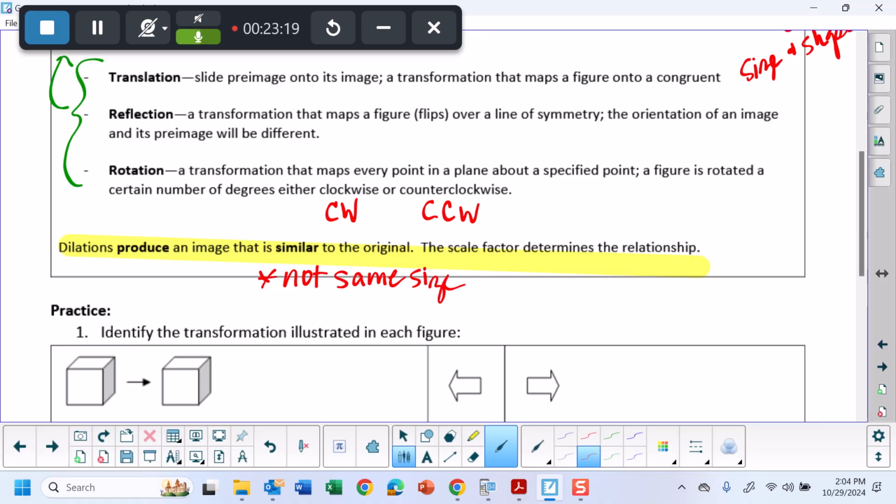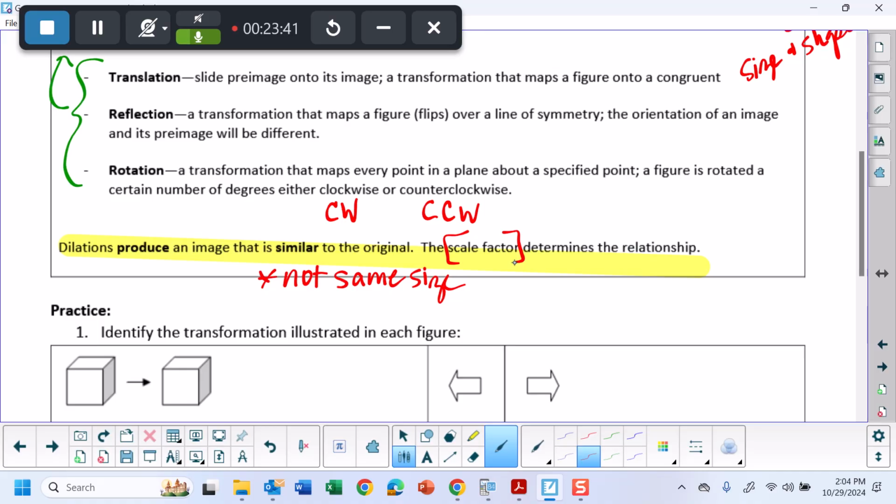The scale factor is going to be what determines whether your image is larger or smaller than your pre-image. If your scale factor is greater than 1, your image is going to be bigger. If your scale factor is smaller than 1, then that means your image is going to be smaller.